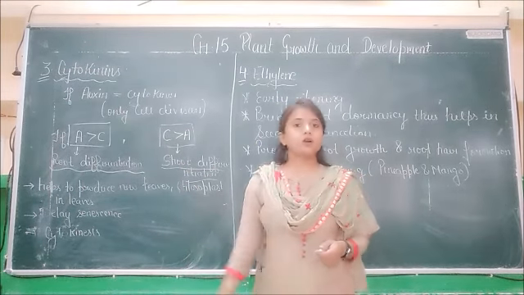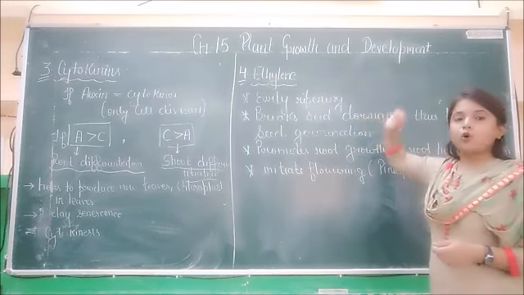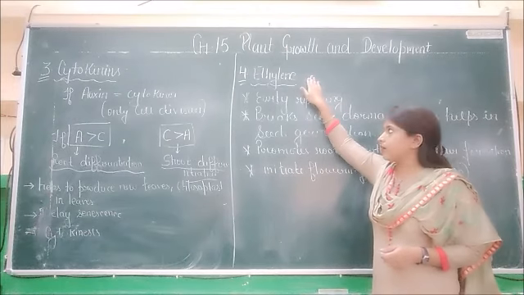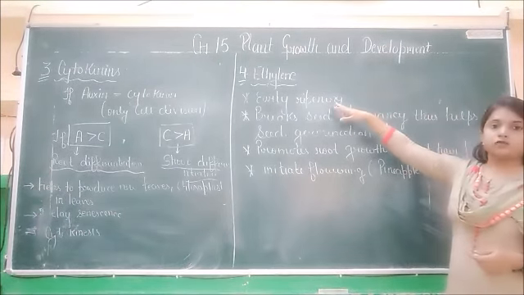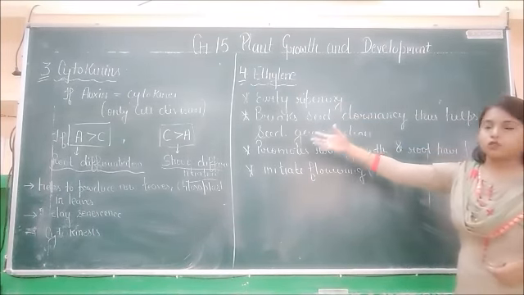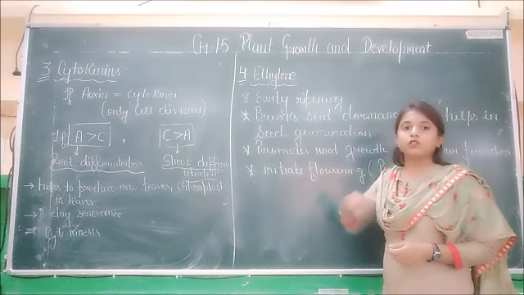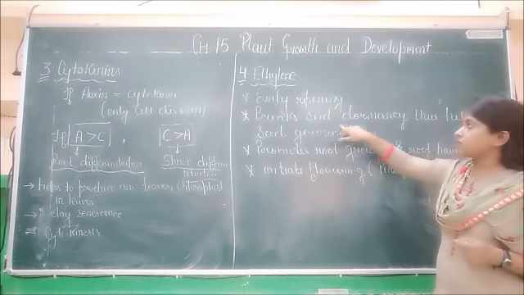Our next hormone, which is the only gaseous hormone existing, is known as ethylene, right? This ethylene helps the plants, or you can say the fruits, in early ripening. They are going to ripen early, right? Next, it breaks the seed dormancy.